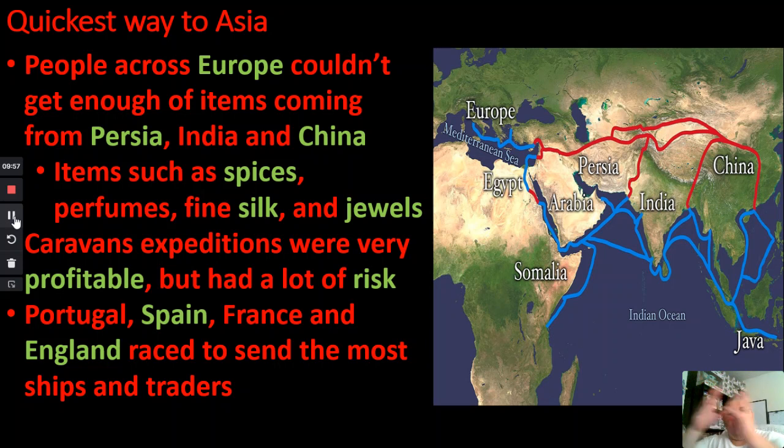All right, so now we're going to go to the other side of the world, the old world as it was known. People across Europe couldn't get enough of items from Persia, India, and China. Those items were specifically spices, perfumes, fine silk, and jewels. Because again, as you probably know, there are some things that are not found in certain areas. So sometimes you have to look elsewhere in the world. Jewels, gems, and stones are only created on one side of the world.